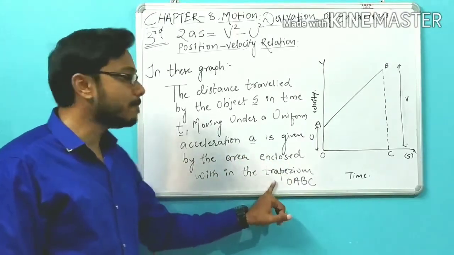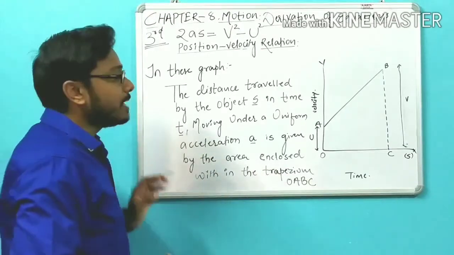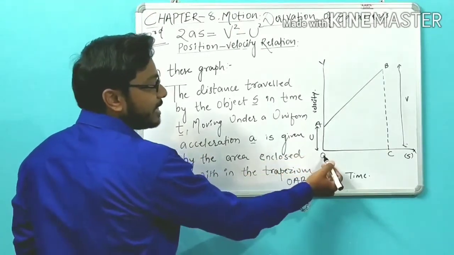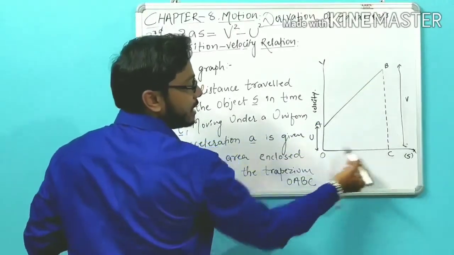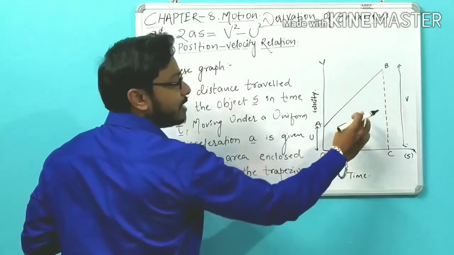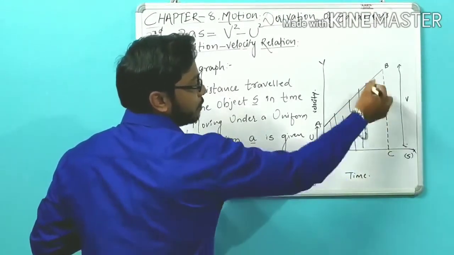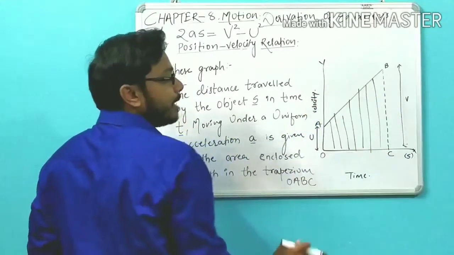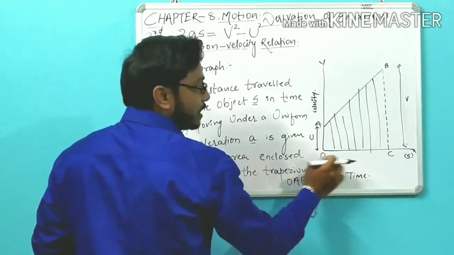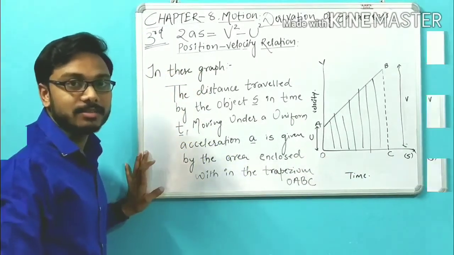which is given by the area enclosed within the trapezium OABC. Now for finding the displacement, we have to find the area under the trapezium, that is OABC. This is the trapezium, and we have to find this area for finding the displacement of an object moving from point A to B in a given time, that is OC.